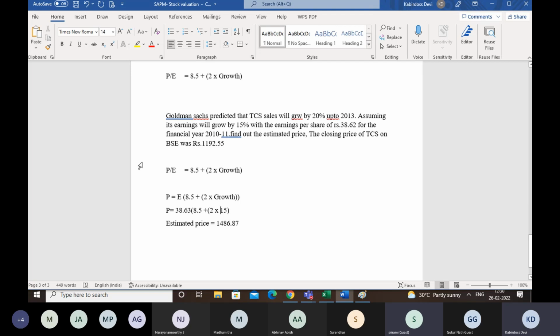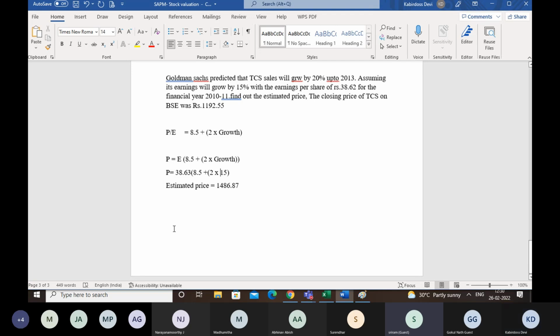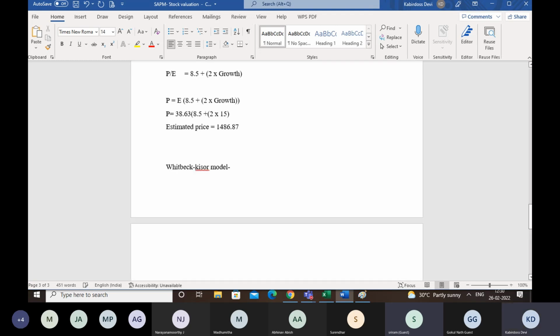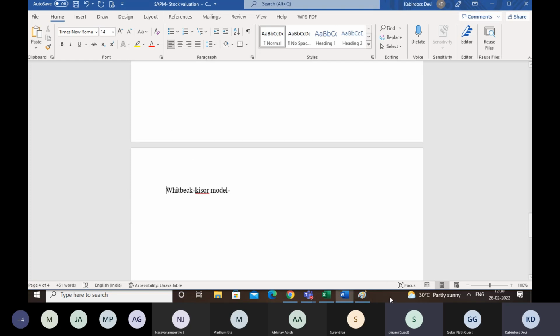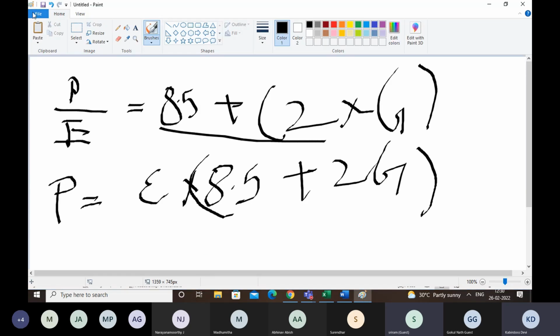Another one is the Whitbeck-Kisar model. With this we'll wind up. Whitbeck-Kisar also uses the same PE ratio, but again they have certain constants for how they calculate. They have given certain fixed ratios where they consider the standard deviation. They include the dividend payout and the standard deviation risk also. So they do it based on the risk. In that case, you can take down the formula here.